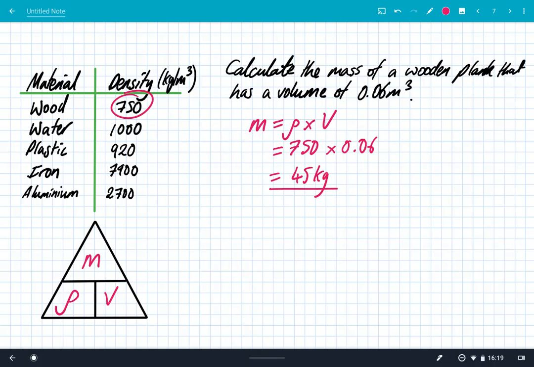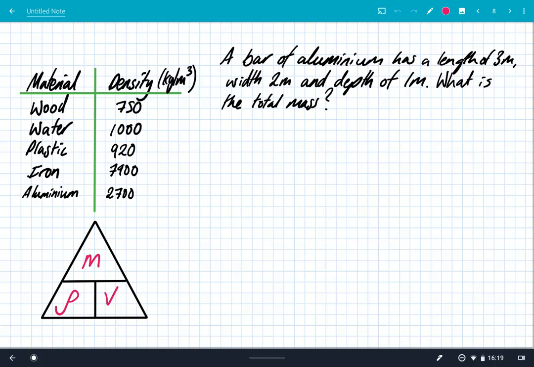And that is as easy as it gets with these questions. You use the formula, you put the numbers in, and you get your answer, and you just got to remember to include your units at the end. This is a slightly more difficult question, where we've got a bar of aluminium that has a length of 3 meters, a width of 2 meters, and a depth of 1 meter. We're going to assume that it's a cuboid bar of aluminium. And what's its total mass?